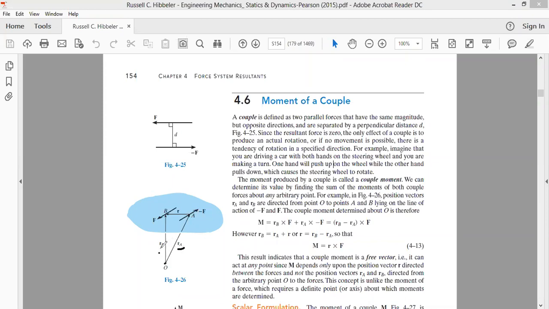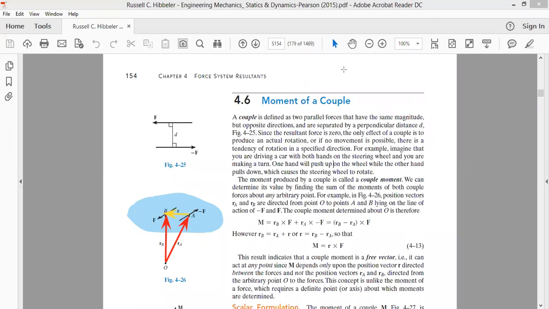Now we have two radius vectors from point O: radius vector RA and radius vector RB. In the meantime, we also have a radius vector from point A to point B. So we have drawn a radius vector from point O to point A, a radius vector from point O to point B, and a radius vector from point A to point B.